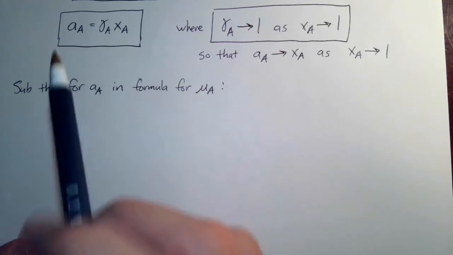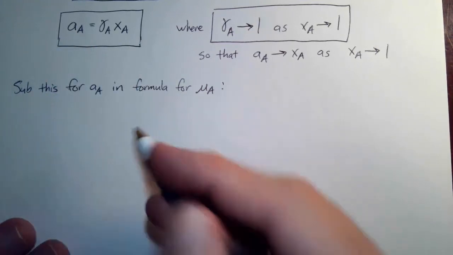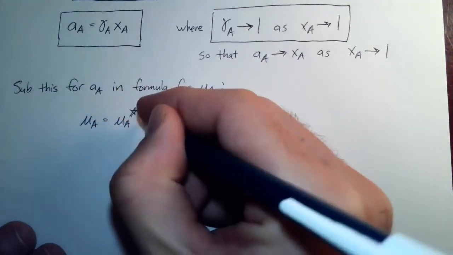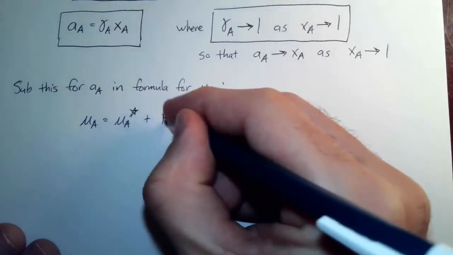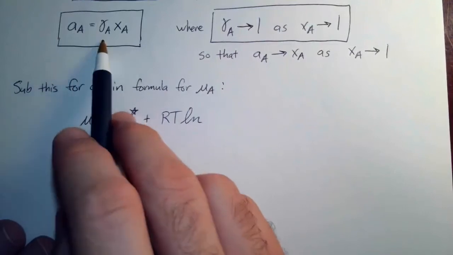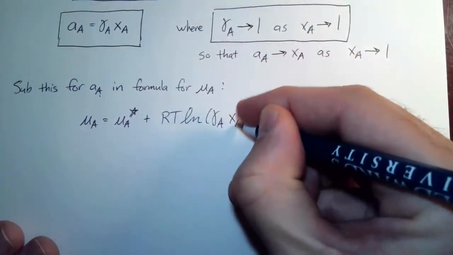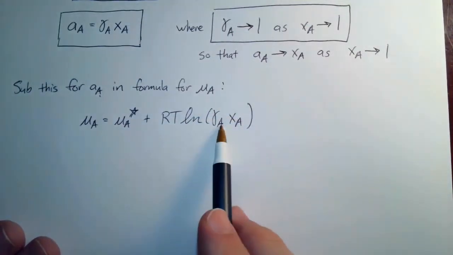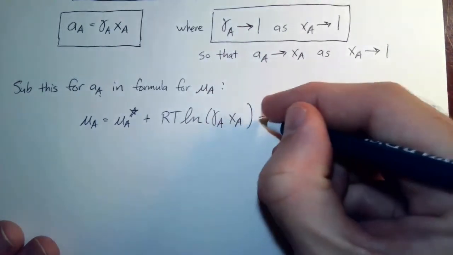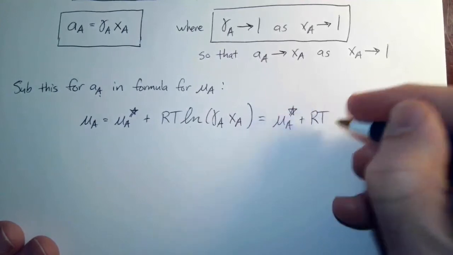So we're going to substitute this formula for AA into the formula that we had for mu A. And so mu A then is mu A star plus RT ln, and it was the natural log of the activity, which we're going to replace with this. And since this is the ln of a product, we can make this the sum of the logs. And I'm going to write them in this order.